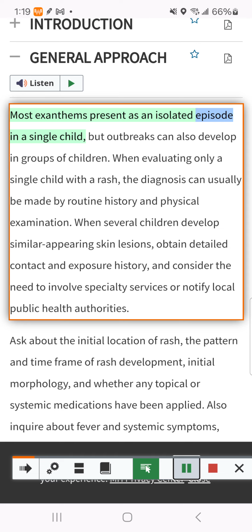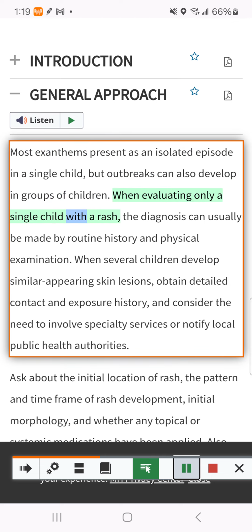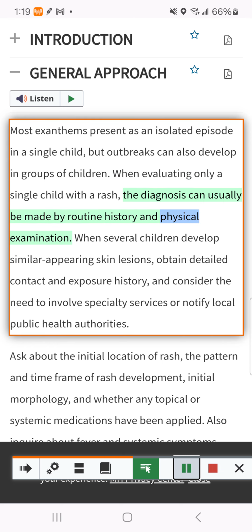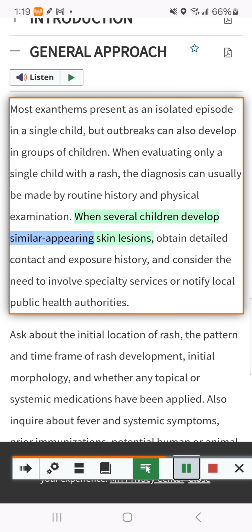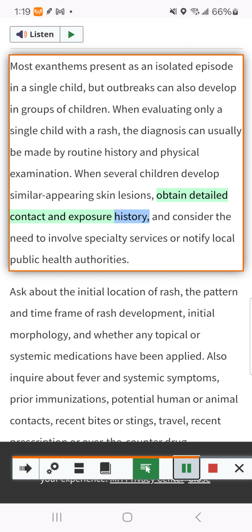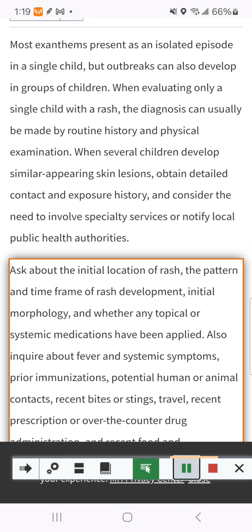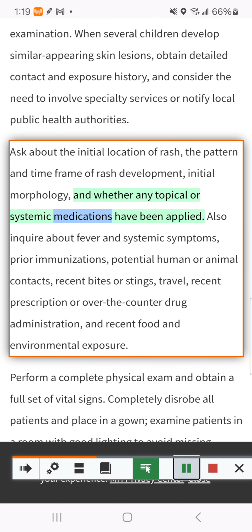Most exanthems present as an isolated episode in a single child, but outbreaks can also develop in groups of children. When evaluating only a single child with a rash, the diagnosis can usually be made by routine history and physical examination. When several children develop similar appearing skin lesions, obtain detailed contact and exposure history, and consider the need to involve specialty service. Ask about the initial location of rash, the pattern and time frame of rash development, initial morphology, and whether any topical or systemic medications have been applied.